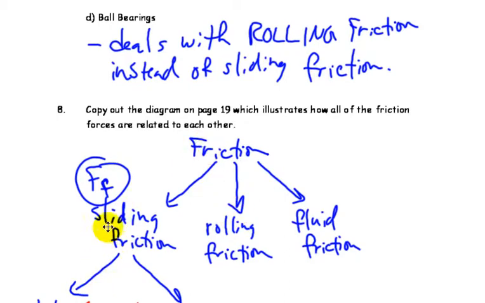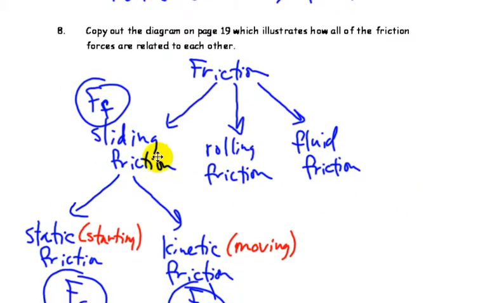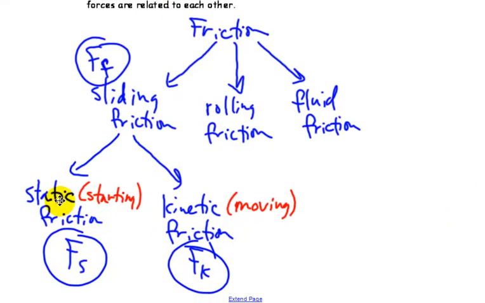So at the start we talked about sliding friction, rolling friction, fluid friction, and here in Physics 30 we deal mostly with the ideas of sliding friction, whether it's static or starting friction. So static means at rest, beginning to get an object to move, or if the object is already moving, we're dealing with moving friction, or what we refer to as kinetic friction. And of course the friction to start something is greater than the friction to keep it moving.